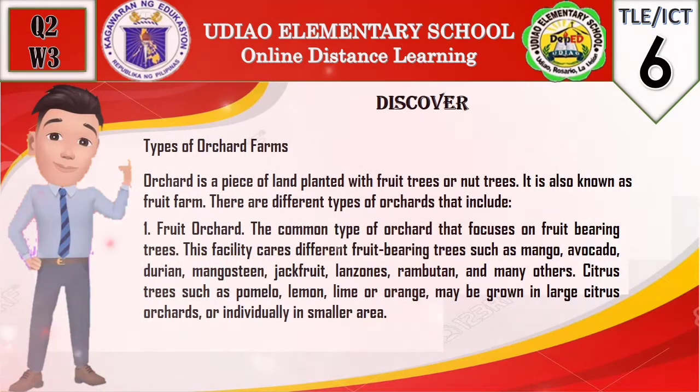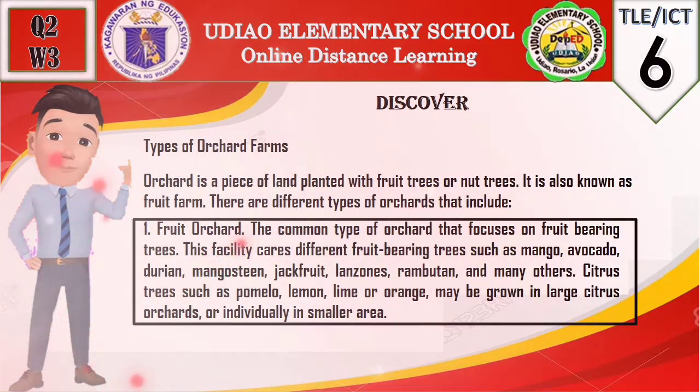There are different types of orchards that include: first, fruit orchard, the common type of orchard that focuses on fruit-bearing trees. This facility cares for different fruit-bearing trees such as mango, avocado, durian, mangosteen, jackfruit, lanzones, rambutan, and many others. Citrus trees such as pomelo, lemon, lime, or orange may be grown in large citrus orchards or individually in smaller areas.